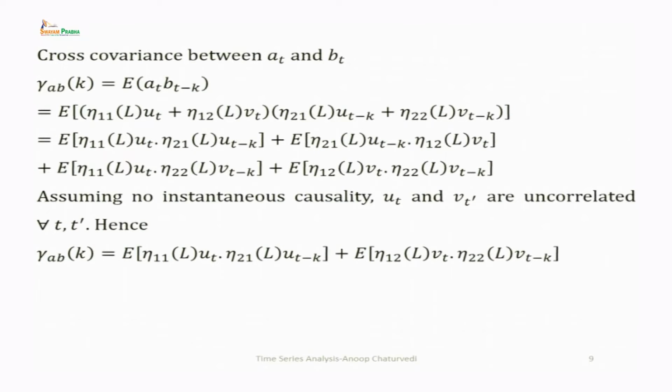So, we obtain gamma A B k equal to expectation of eta 1 1 u t eta 2 1 L u t minus k, plus we remove this term because this involves both u t and v t. We also ignore this term, this has expectation 0 because it involves both u t and v t. Then you have the last term, expectation of eta 1 2 L v t times eta 2 2 L v t minus k.